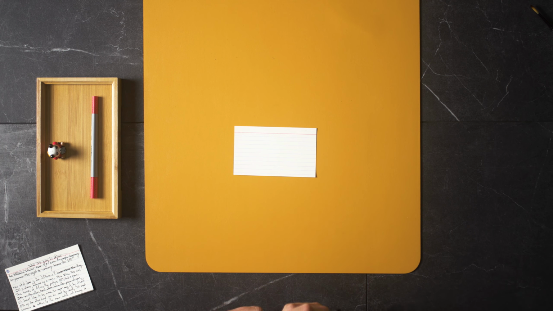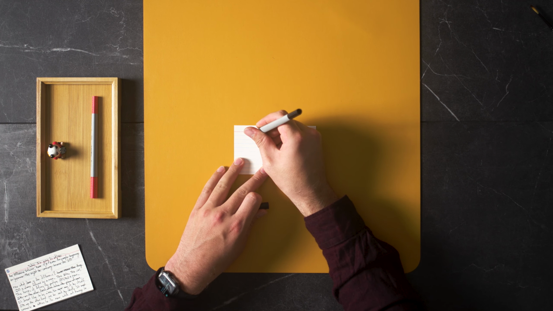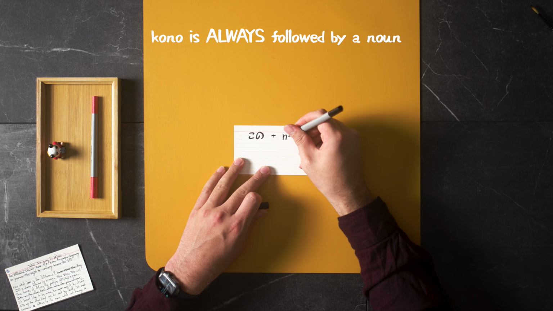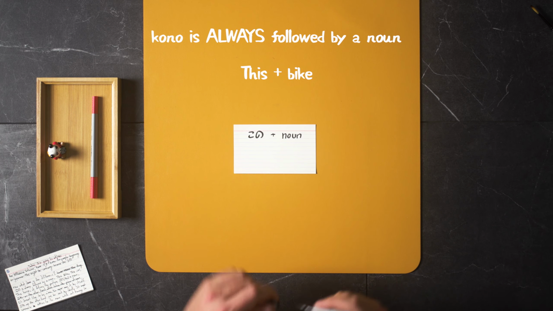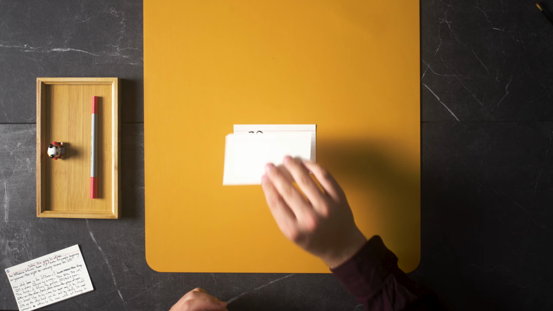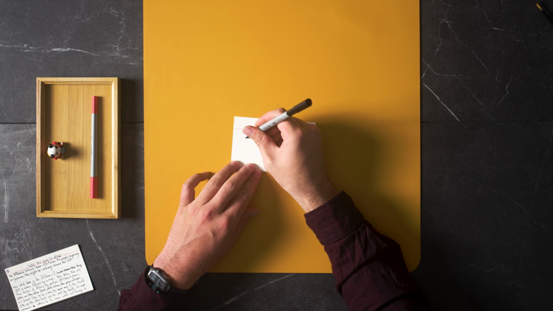Now, to illustrate the difference, let's start with kono. Kono is always followed by a noun. In English, it looks like this bike, this car, this house. It follows the pattern kono plus noun. Kono doesn't like to be said by itself, so you never say it alone. Kore, on the other hand, can be said by itself.